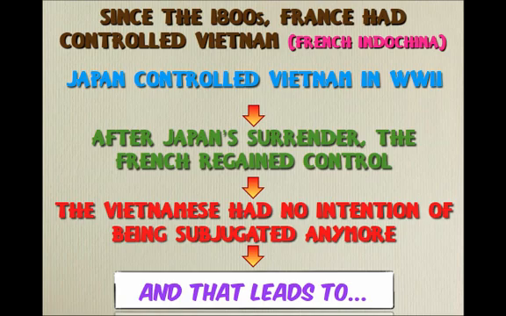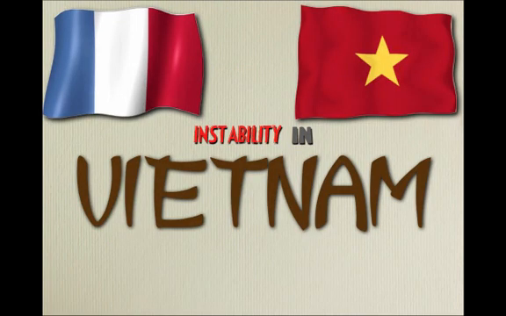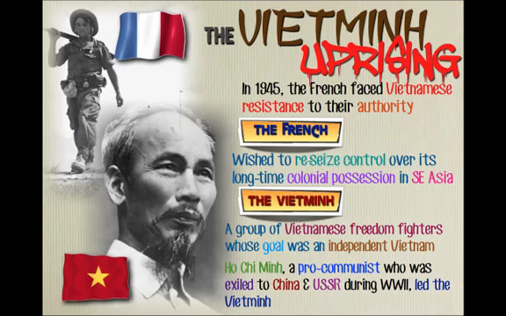So the Vietnamese want to be independent. The French want to take it over again. This leads to instability in Vietnam. So the Viet Minh uprising. In 1945, the French faced Vietnamese resistance to their authority. The French wished to re-seize control over its longtime colonial possession. The Viet Minh were a group of Vietnamese freedom fighters whose goal was an independent Vietnam. They did not want the French to control them. They wanted to be independent, have an independent government, start their own government without outside influence.